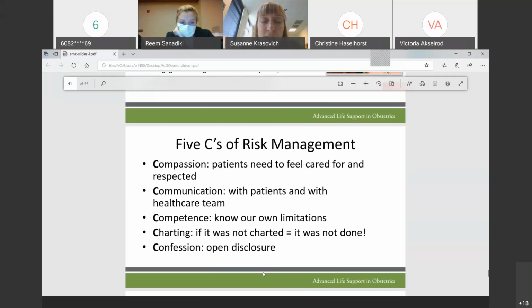And then finally, confession or open disclosure when medical errors happen. It's pretty clear from the literature that patients prefer this and that telling them of medical errors does not lead to increased malpractice allegations. In fact, if anything, it decreases that likelihood, again, through compassion and communication.